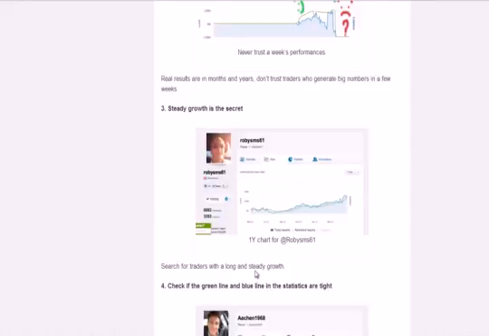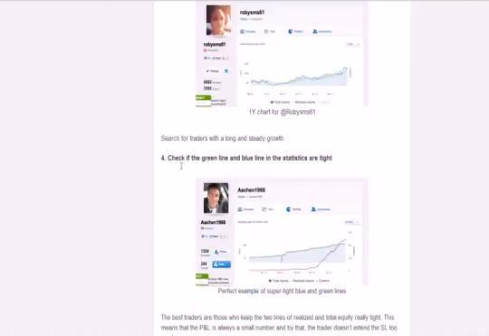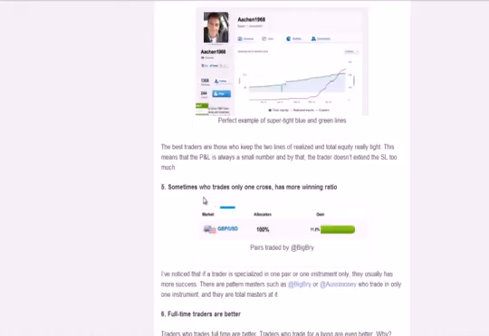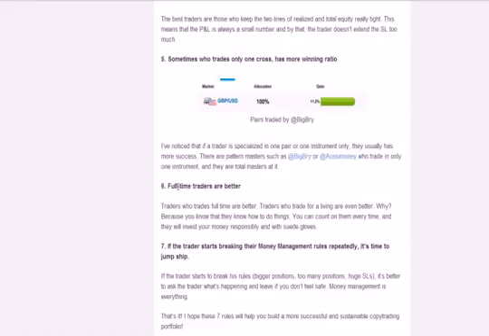Search for traders with a long and steady growth. Check if the green line and blue line in the statistics are tight. The best traders are those who keep the two lines of realized and total equity really tight. This means that the profits and losses are always a small number, and by that, the trader doesn't extend the stop loss too much. Sometimes, traders who trade only one cross have more winning ratio. Full-time traders are better. If traders start breaking their money management rules repeatedly, it's time to jump ship.